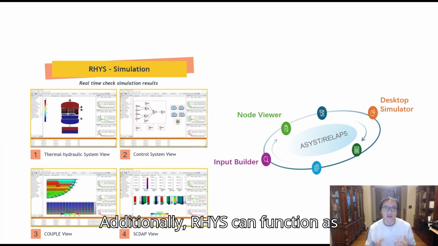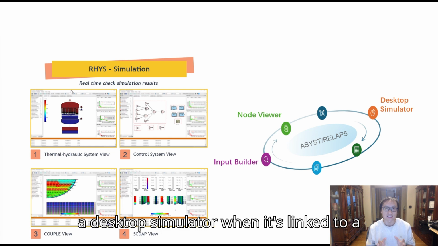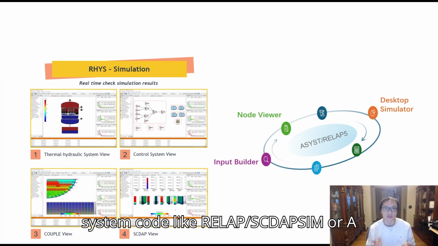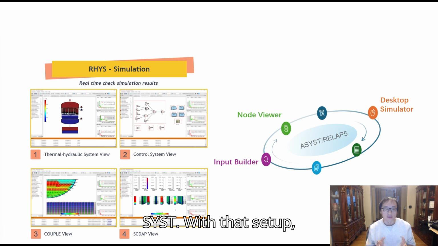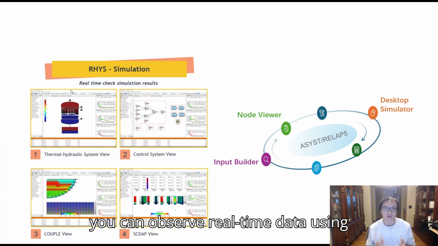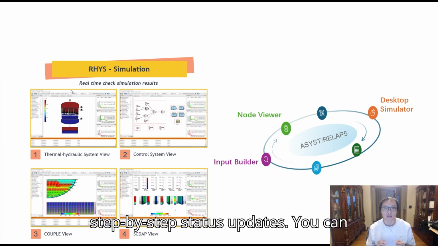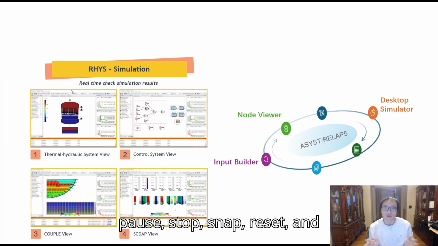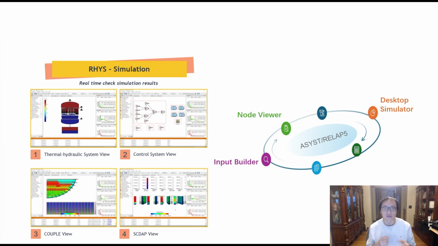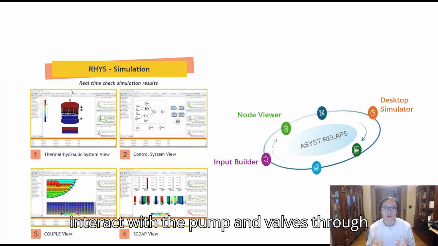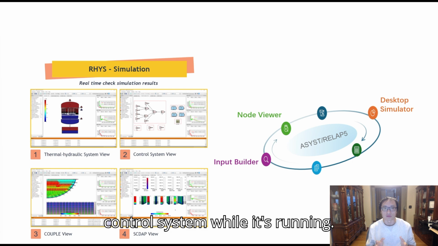Additionally, RHYS can function as a desk simulator when it's linked to a system code like RHYS-ASYST or ASYST. With that setup, you can observe real-time data using graphs and heat maps and get step-by-step status updates. You can pause, stop, snap, reset, and restart a simulation. Plus, you can interact with the pumps and valves through the strip control system while it's running.